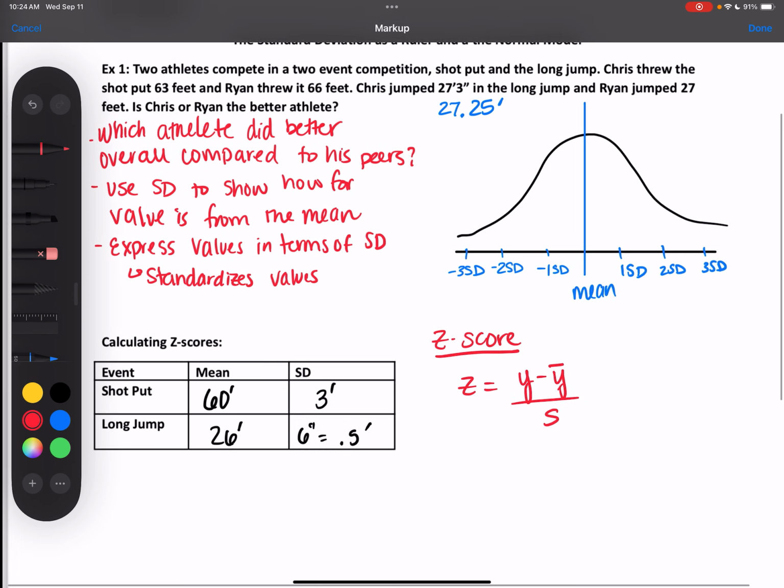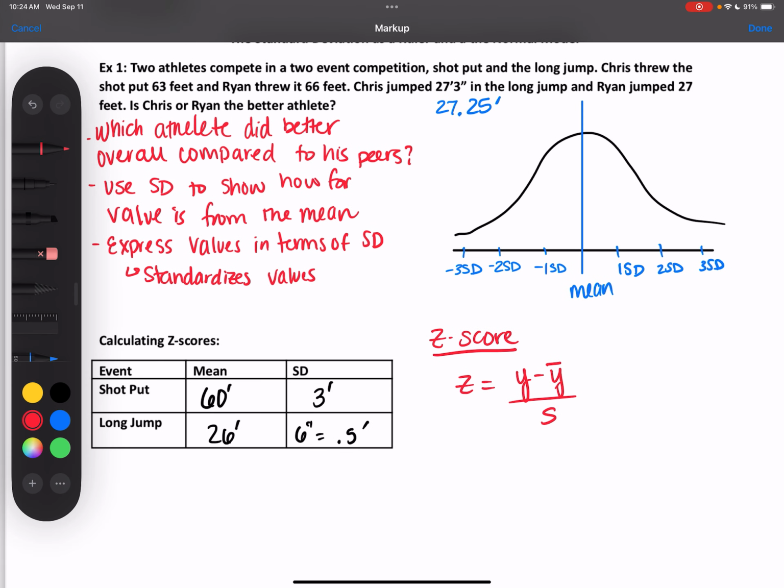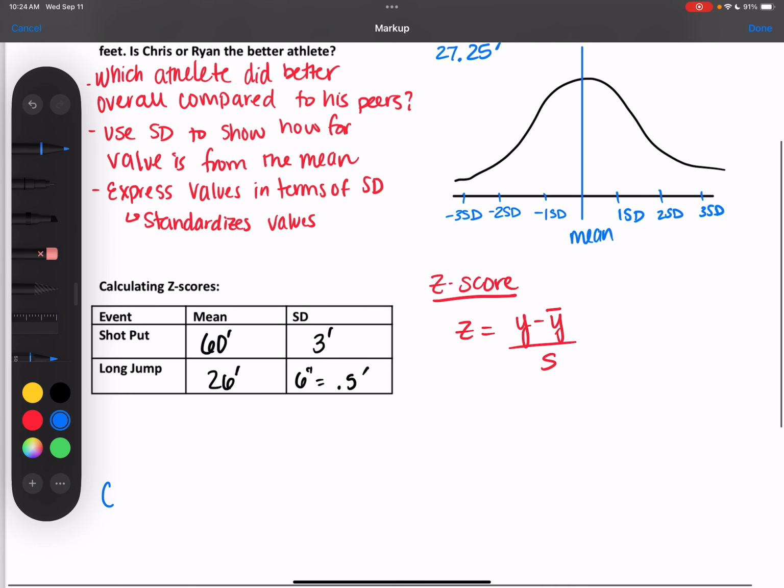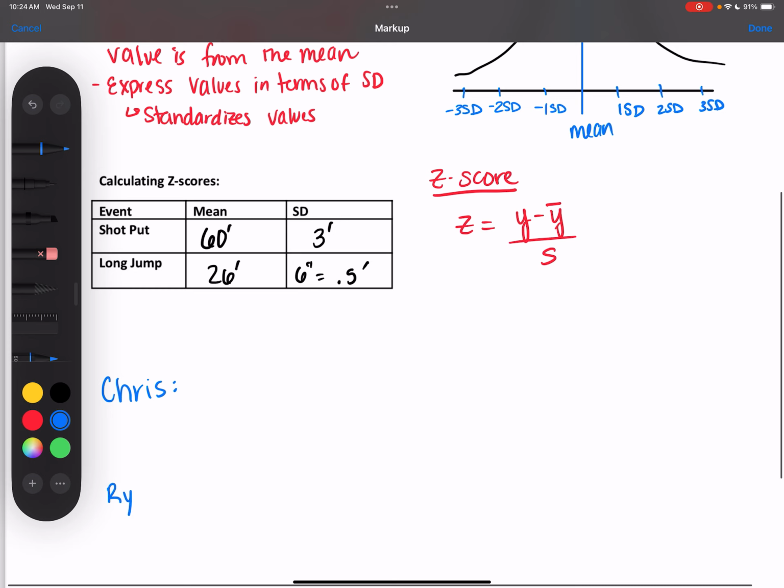All right, so now I'm going to use that and calculate the z-score for each person in comparison to all the people in the competition. So I'm going to say Chris and Ryan. And then I'm going to do first shot put, and then we'll do long jump.